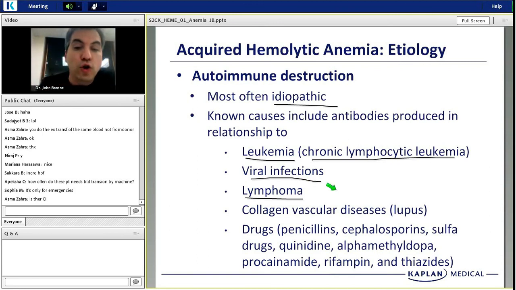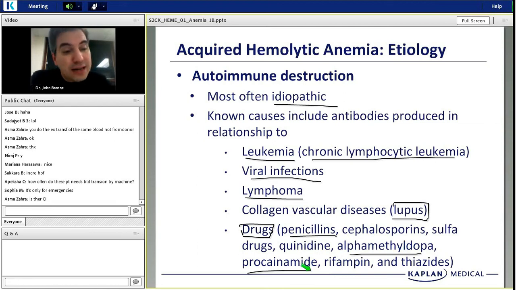Lupus. Lupus makes antibodies against everything. Don't be surprised if lupus comes in with anemia. And we talked about the hapten reactions like penicillin. Penicillin sticks to the red cells. And of course, there's a bunch of other drugs here too. Cephalosporin, methyldopa is a big one. Methyldopa, procainamide. These can all cause a hemolytic anemia.